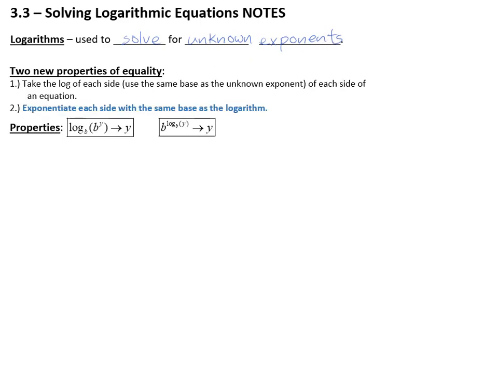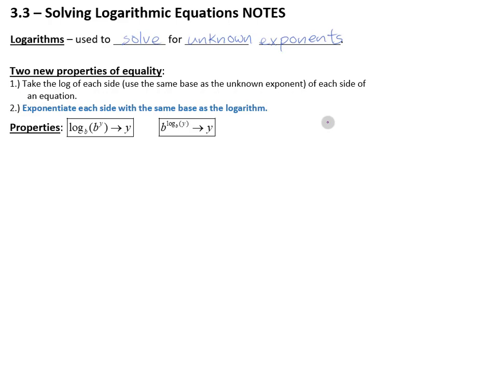We have two new properties. One of them we saw last time, that I can take the log of each side of an equation, as long as I do that to the entire quantity. Well, today we're going to add in a new one, which is that we're also allowed to exponentiate both sides. So this is kind of a weird one here.